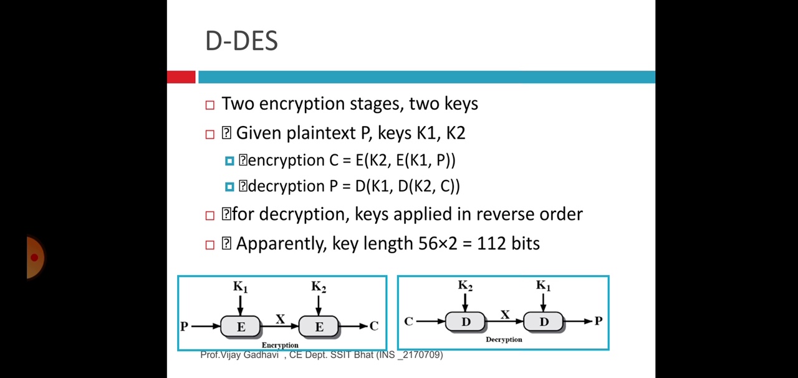In double DES we can see two encryption stages and two keys. Given plaintext P, the keys are K1 and K2. For encryption and decryption we see the equations. For decryption, the keys are applied in reverse order, and the key length is 56 multiplied by 2, equal to 112 bits. Here we are applying multiple DES, or double DES, so multiply by 2.